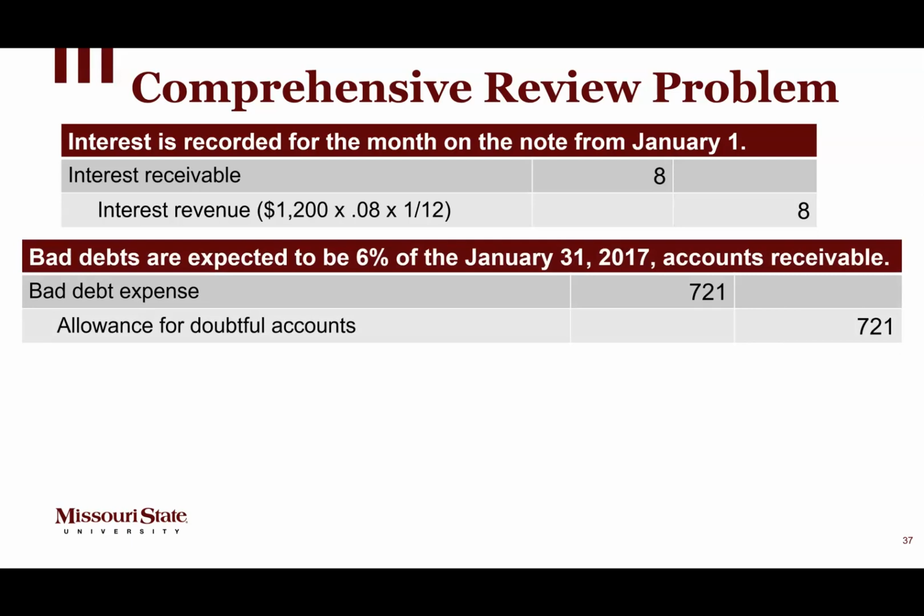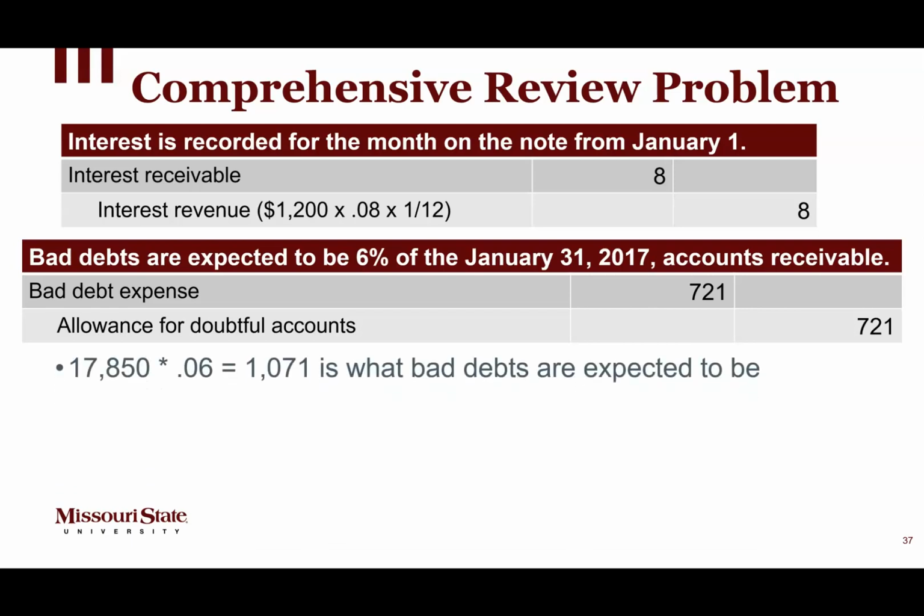So we expect our bad debt to be 6% of the January 31st, 2017 accounts receivable. So we are going to debit bad debt expense by $721. We are going to credit allowance for doubtful accounts by $721 as well, right? Again, this is a contra asset account, so we are increasing it by $721, so we need to recognize that expense, okay?